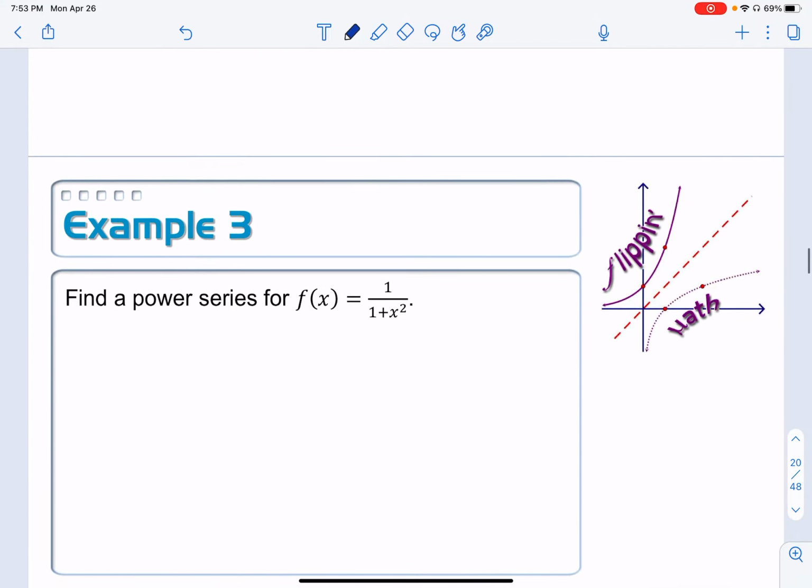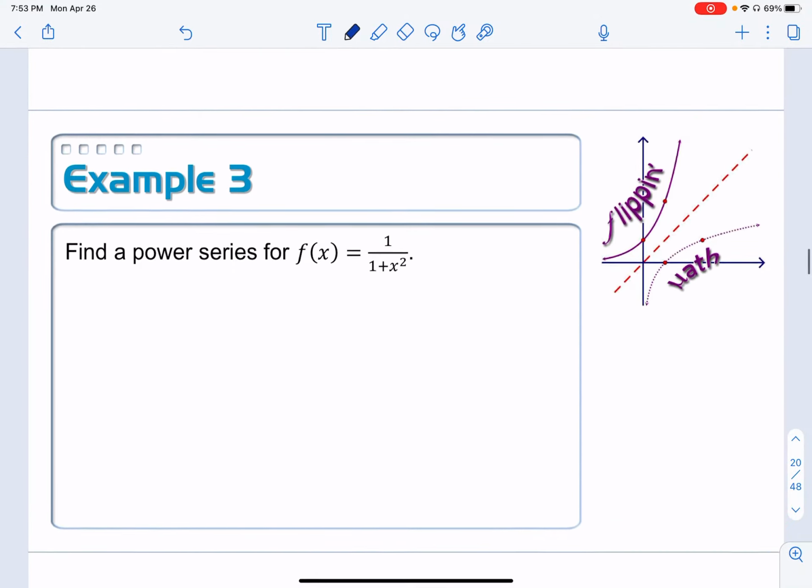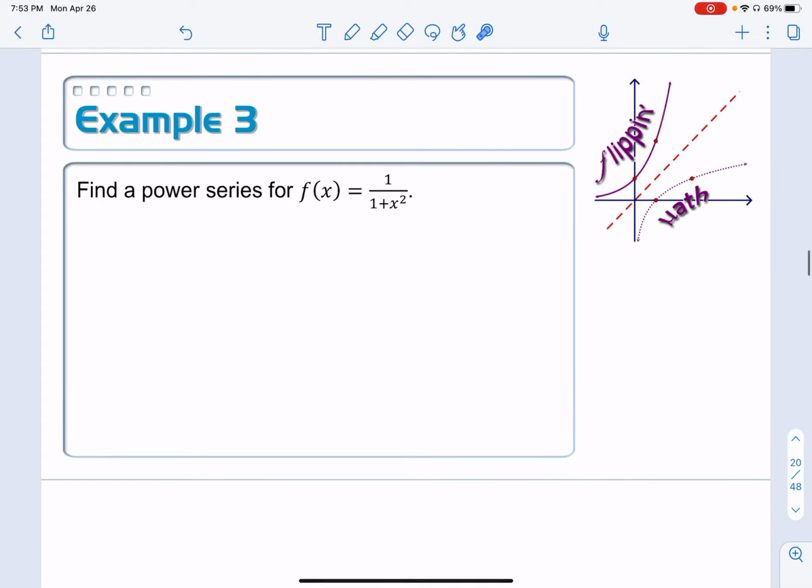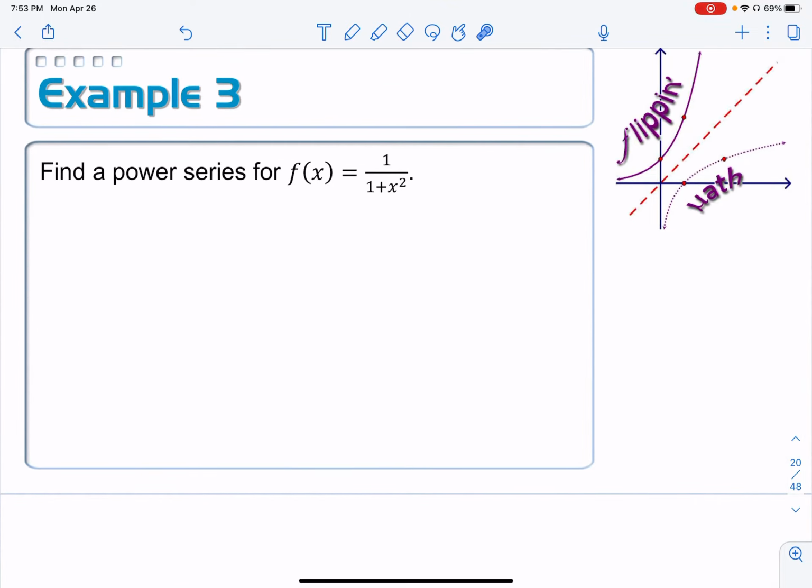All right, so let's look at example 3. Find a power series for f of x is equal to 1 over 1 plus x squared. Hey, look at this. Doesn't this look familiar, 1 over 1 plus x squared? Isn't that the derivative of a function that we know? Isn't that the derivative of arctangent or something? I wonder if that's significant. I wonder if that's the reason why we're doing this. Probably not.